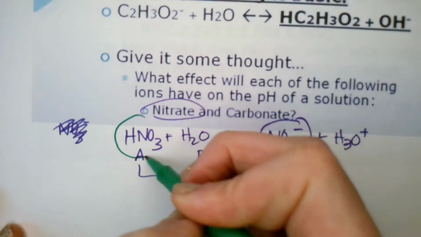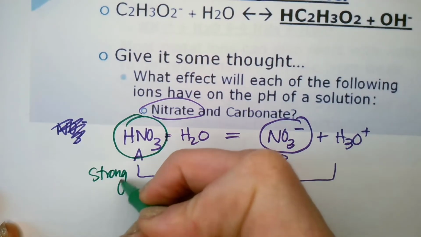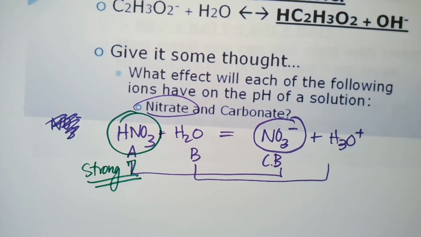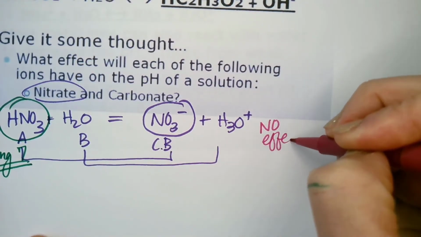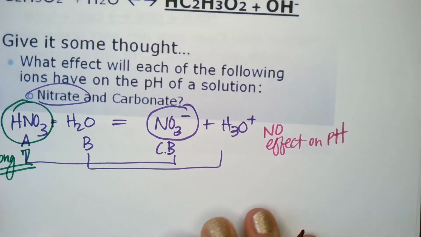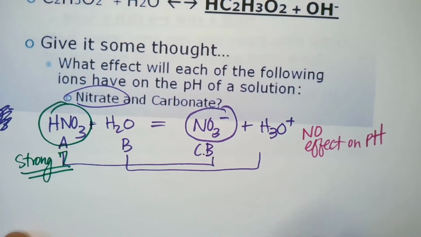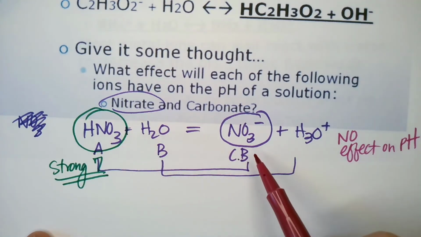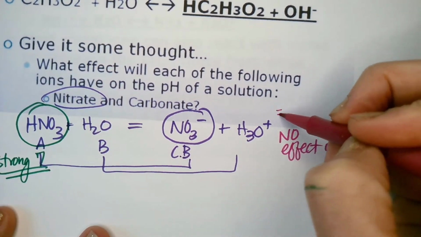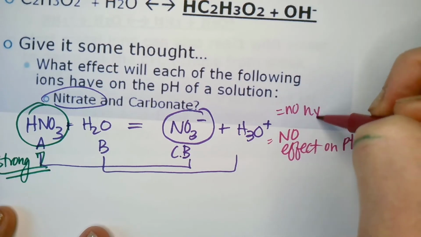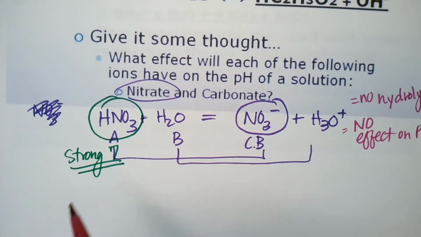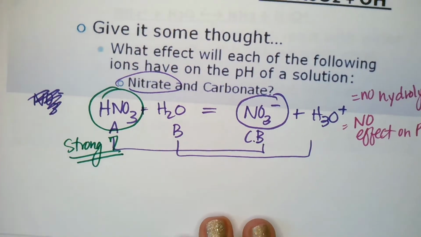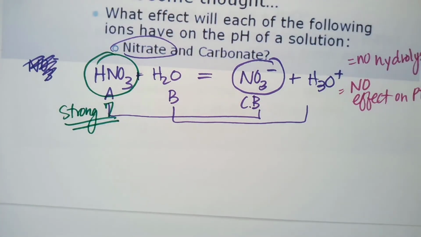Okay, so what effect would this have on the solution if I have nitrate? Well, we need to look at that parent acid and go, ooh, HNO3, that is part of the big, strong 7. And we said, if it was part of the strong 7, it's going to have no effect on the pH of that solution. No hydrolysis will happen because 100% of that HNO3 dissociates. So no hydrolysis, no effect. Got to know that for that strong 7.